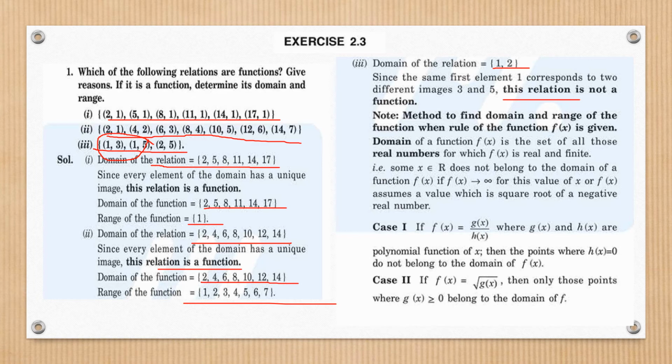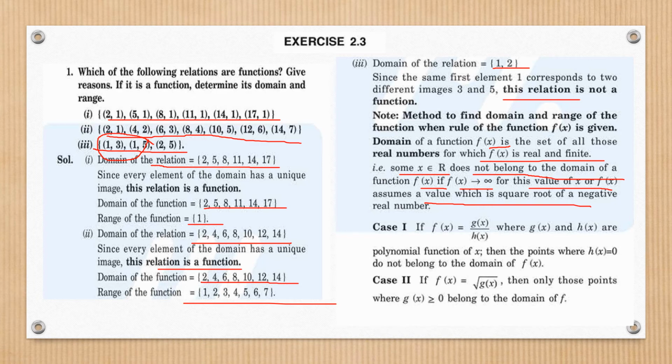Now let us discuss the method of finding the domain and range of a function when the rule of the function is given. How to find the domain of the function f(x)? It is the set of all those real numbers for which the function is real. It should be real and finite. That is, some x belonging to R does not belong to the domain of f(x) if f(x) approaches infinity for this value of x, or f(x) assumes a value which is the square root of a negative real number. So the function should not approach infinity, and in the case of a square root function, the square root should not be a negative real number, because in that case it will not be a real function, it will be a complex one.